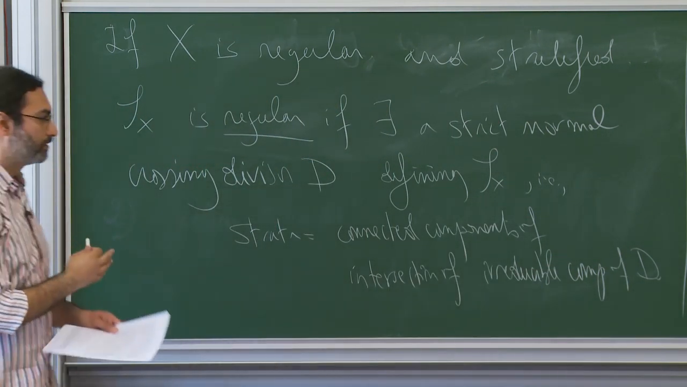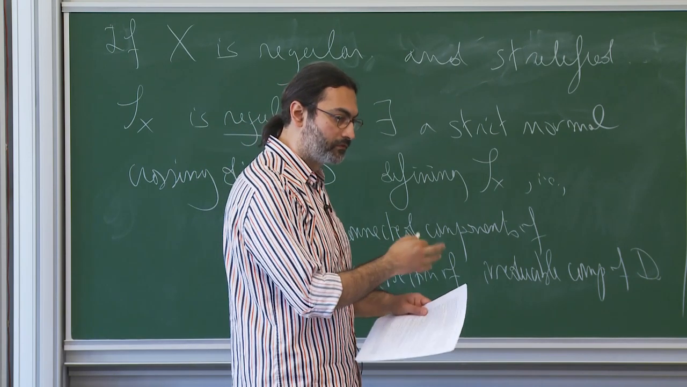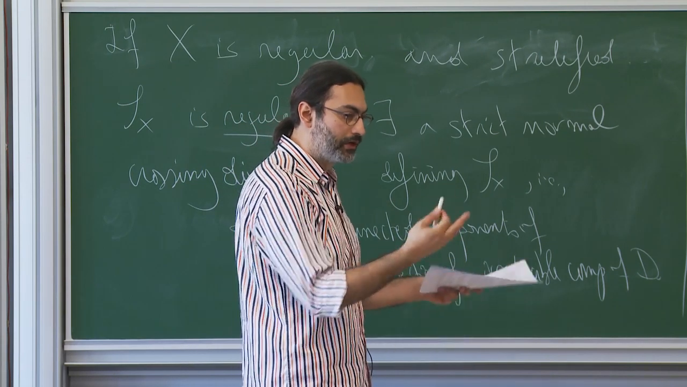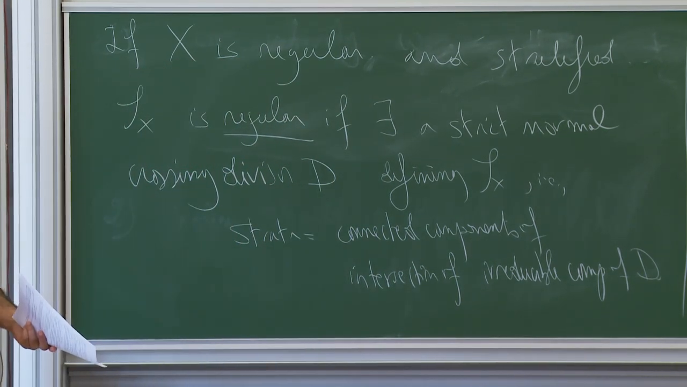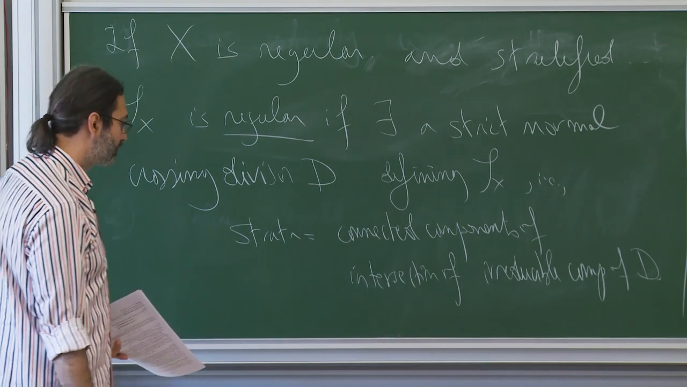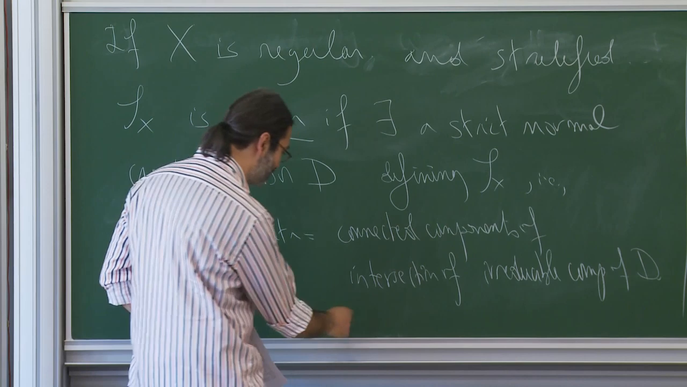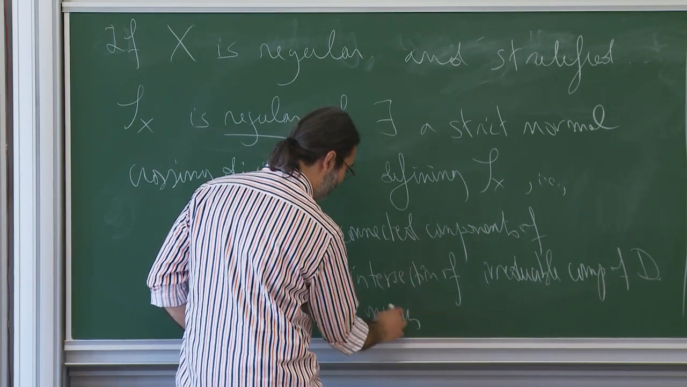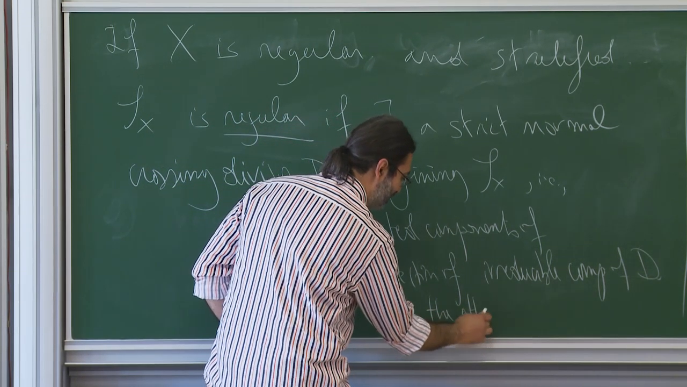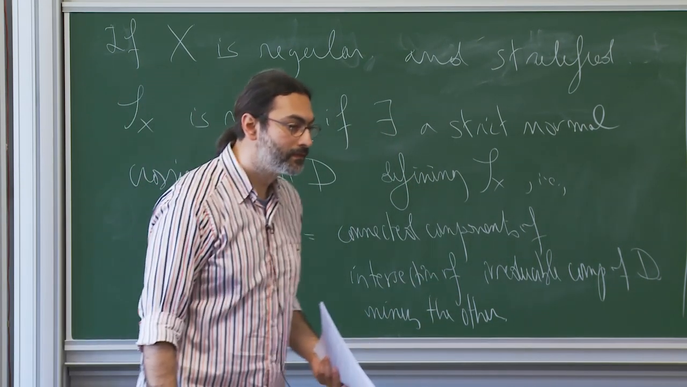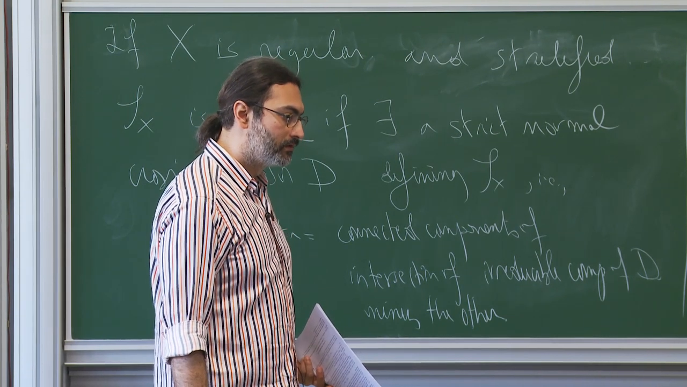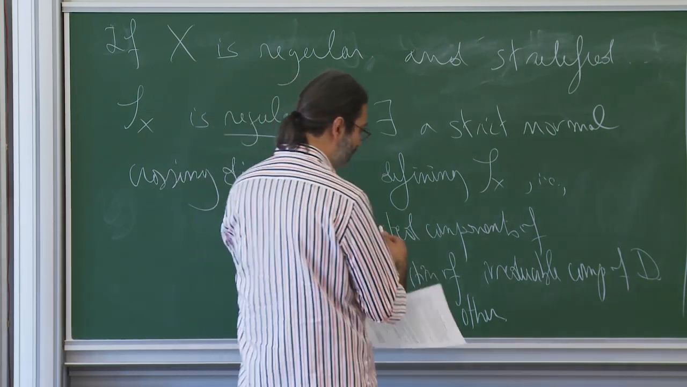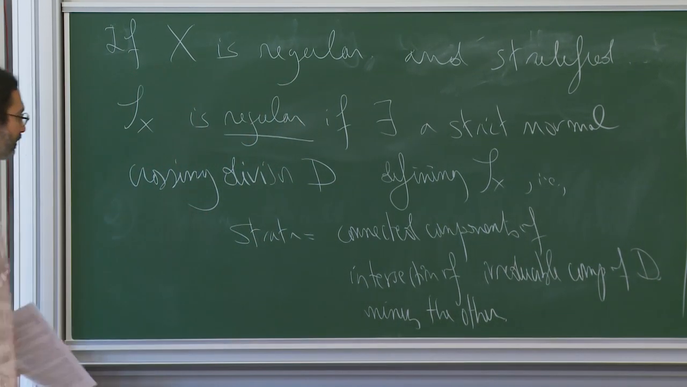So it's really a union of divisors which are smooth, which are regular. Now you have to take the intersection of irreducible components minus the smaller intersections. Right, you're right. Minus the other. Your strata should be at some homogeneous level; the codimension should also be the correct one, and so on.